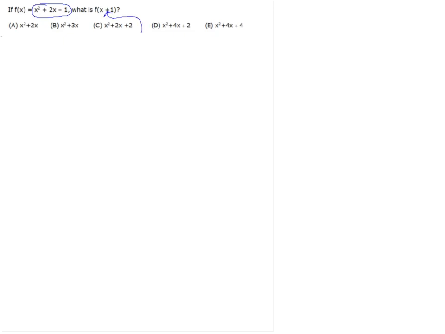Now, the good news is we can easily plug in x plus 1 everywhere we see x. So f of x plus 1, well, we're going to square that because we're plugging it in for x in all places. Then we're going to plug it in again. So we have 2 times x plus 1 minus 1.